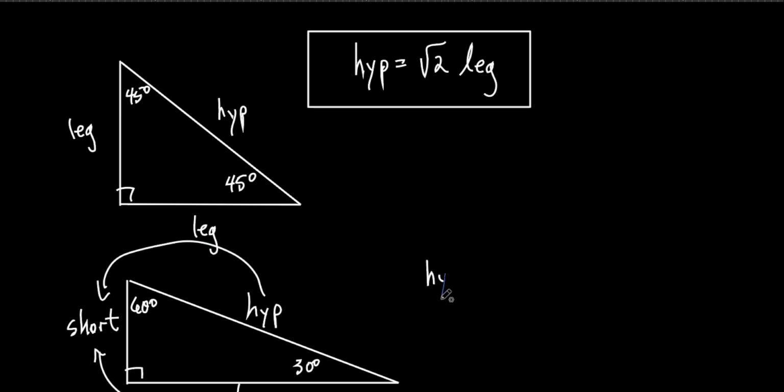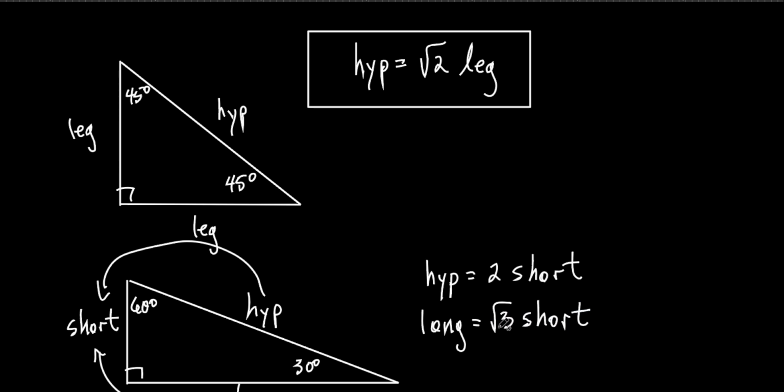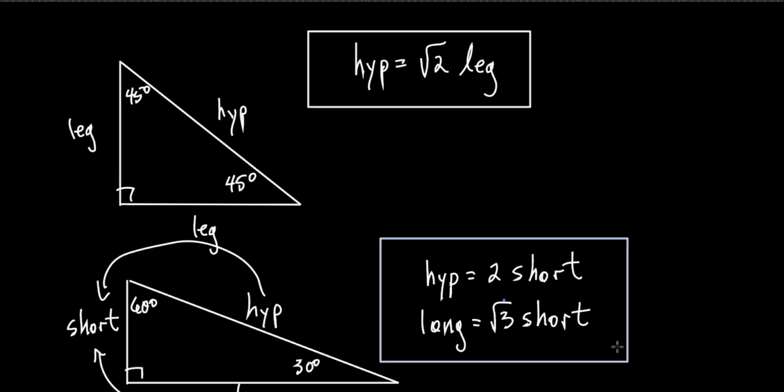Let's do the hypotenuse one first. That's the easiest one. The hypotenuse is twice the short leg. And then the longer leg is what? What's the number? Square root of 3, right, times the short leg. All right? So, those are the things that you have to know. You got to memorize those. I don't have time to do any examples on this today, so go back and watch the lesson.